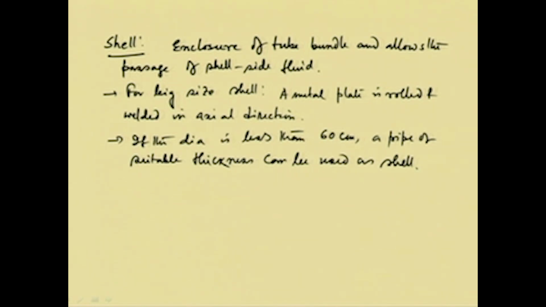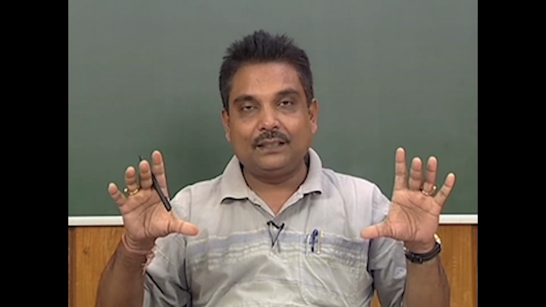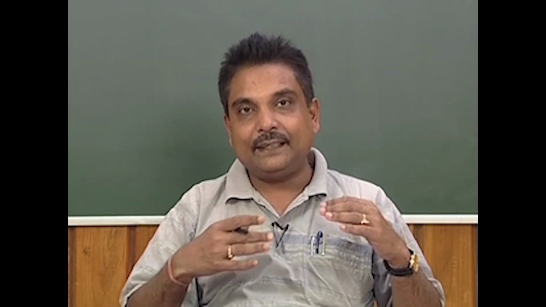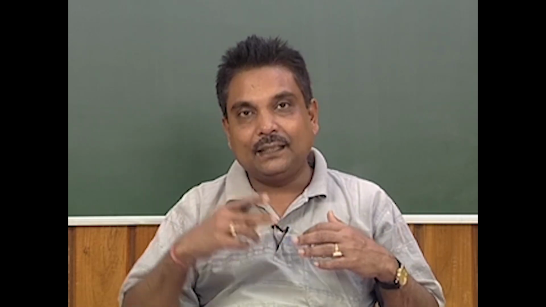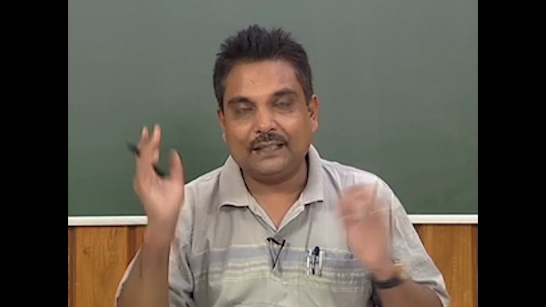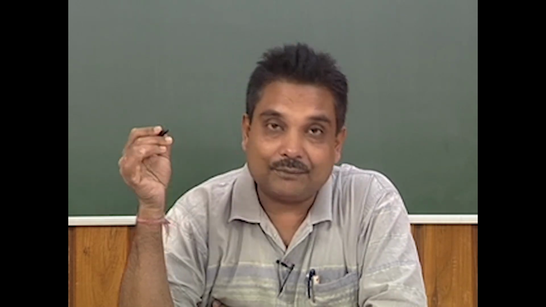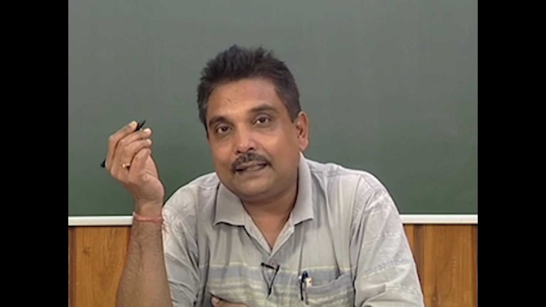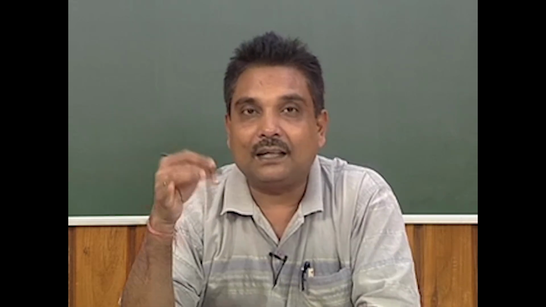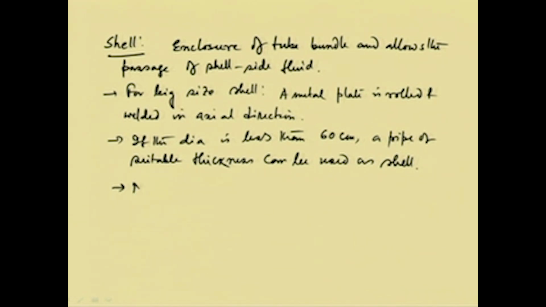So this is from the construction point of view. The shell is a bigger diameter pipe. That pipe is made either by rolling a metal plate and then welding, or by just cutting a suitable size piece of a bigger pipe. That can be used as a shell. The purpose of the shell is that the tube bundle will be placed inside, and it provides passage for the shell side fluid. The material of construction is also very important for the shell.